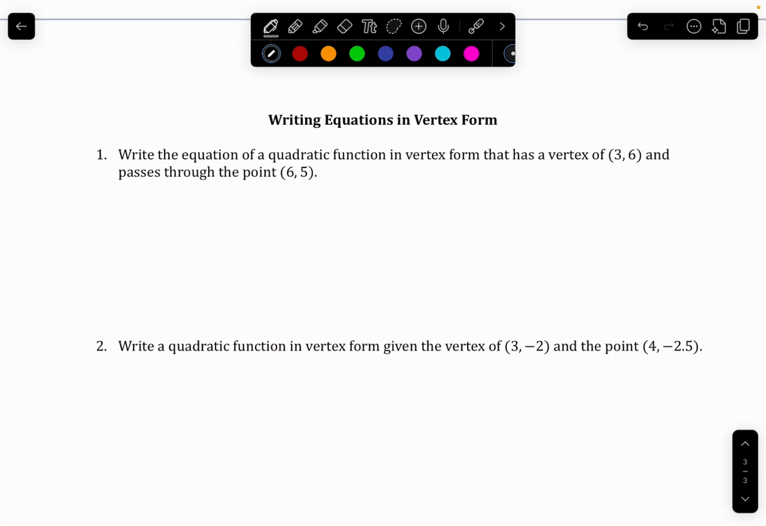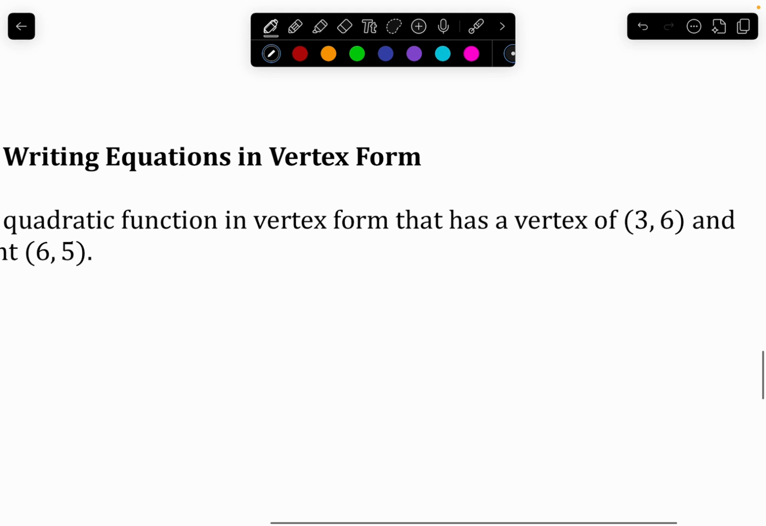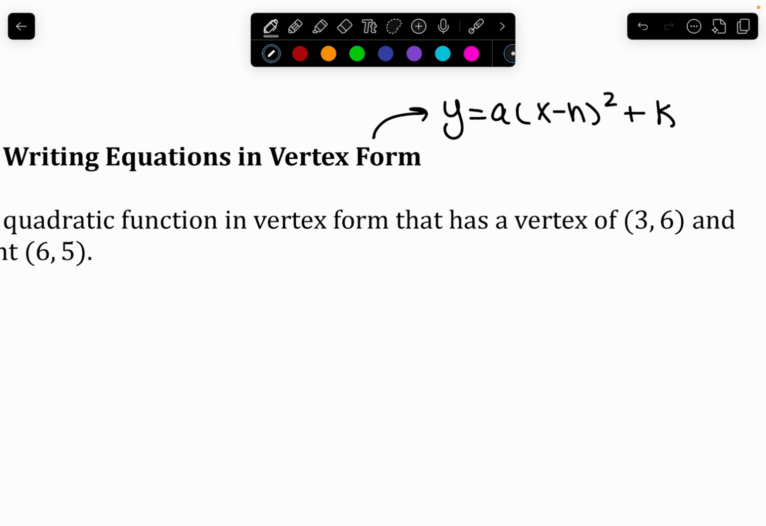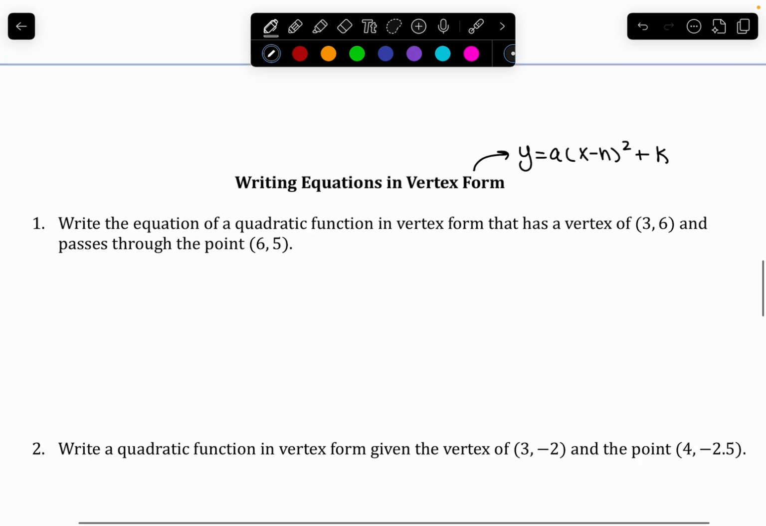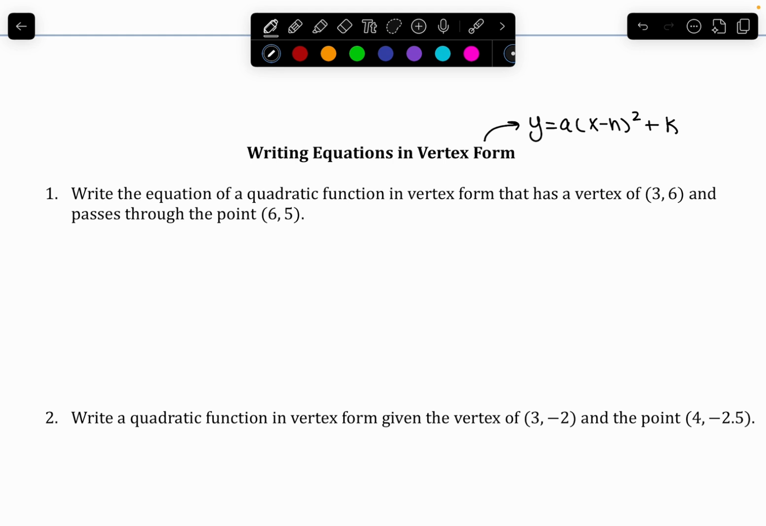Okay, so what we're going to have to do is write equations in vertex form, and just as a quick reminder, vertex form is y equals a times x minus h squared plus k. This is on your formula chart, so you never have to memorize it. It says, write the equation of a quadratic function in vertex form that has a vertex of 3, 6 and passes through the point 6, 5.